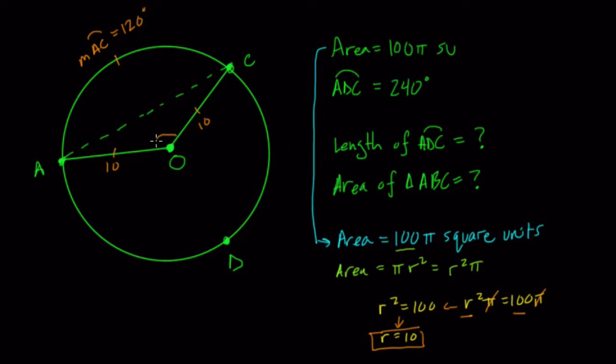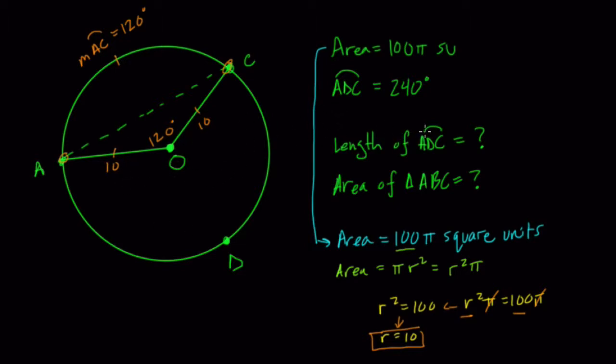Now this angle right here is a central angle, an angle formed in the center of a circle by two radii, and it equals in measure the arc that it intercepts. The arc that it intercepts is this arc right here, AC. It equals that in measure. This is 120 degrees. So we're already on our way to labeling a lot in this circle.